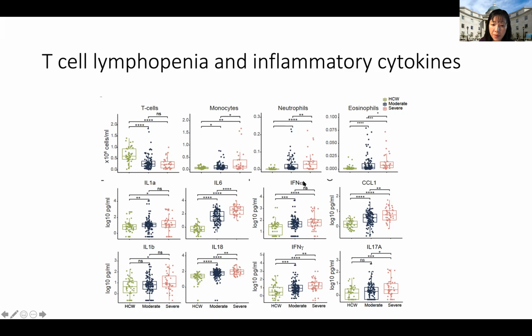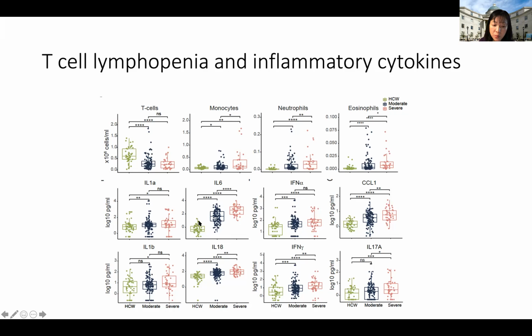Neutrophils are coming up in the PBMC collection, and so are eosinophils. These are granulocytes that we usually don't detect in the peripheral blood. And when we measured levels of different cytokines in the plasma, we see elevation in cytokines such as IL-1, IL-6, IL-18, and so on. IL-6 in particular, you see that the severe patients had the highest levels of IL-6 circulating, whereas the moderate also had higher than healthcare worker levels.